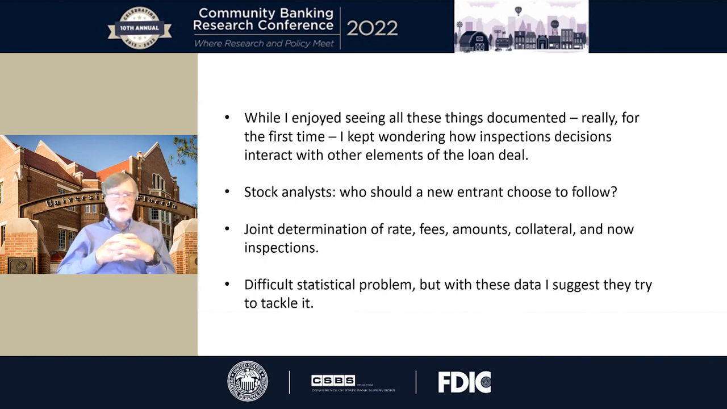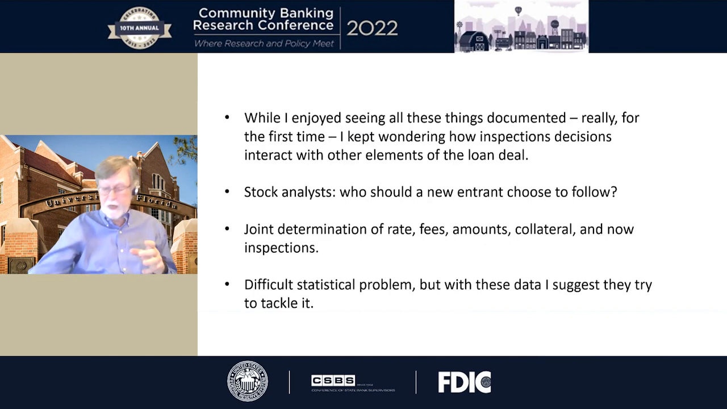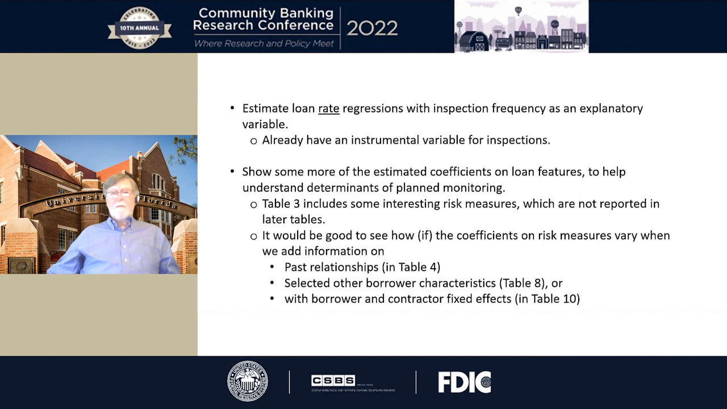And most of our regressions, the simple regressions of the form that you've seen in all three papers, assume that the things on the right-hand side are exogenous. But next question, next paper, please. They've already conquered, to some extent, the instrumental variable problem for inspections. And I would like to see how the loan rate varies with inspections, the exogenous part of inspections, and some of the other characteristics of the loan.